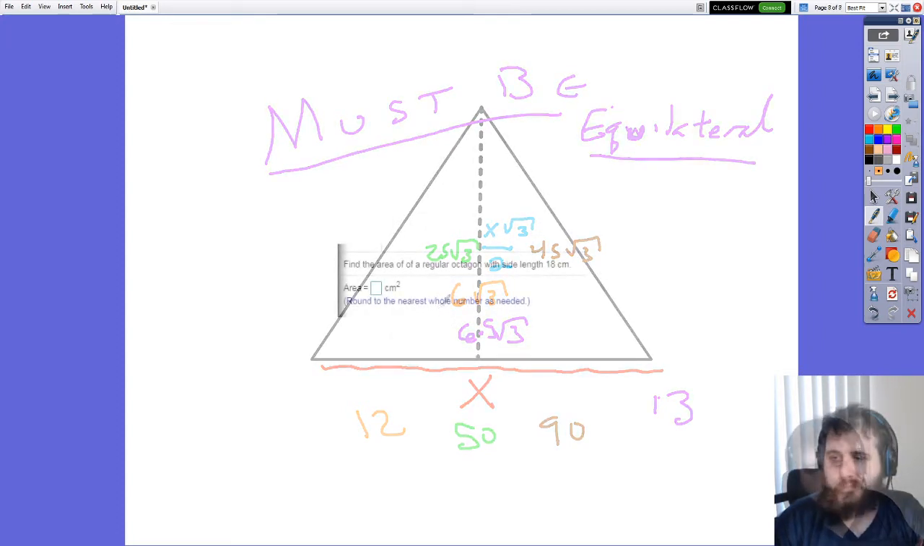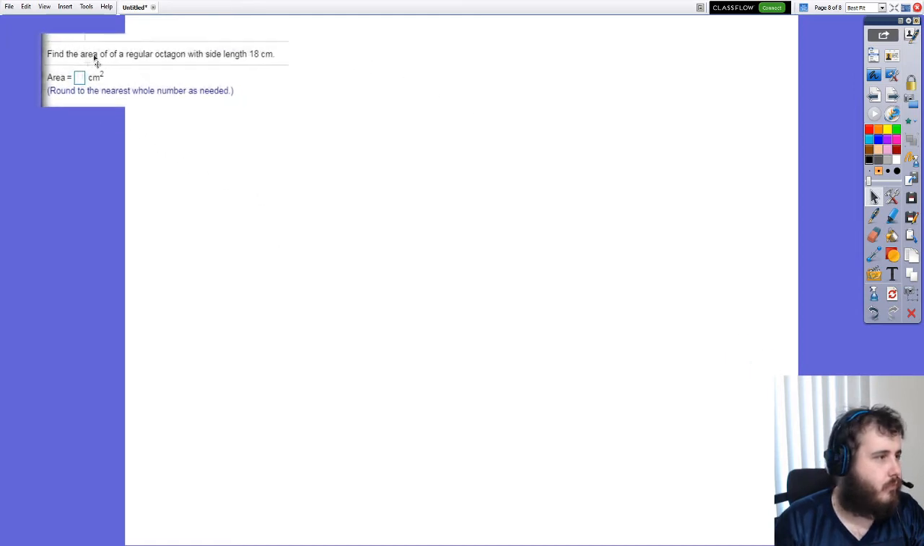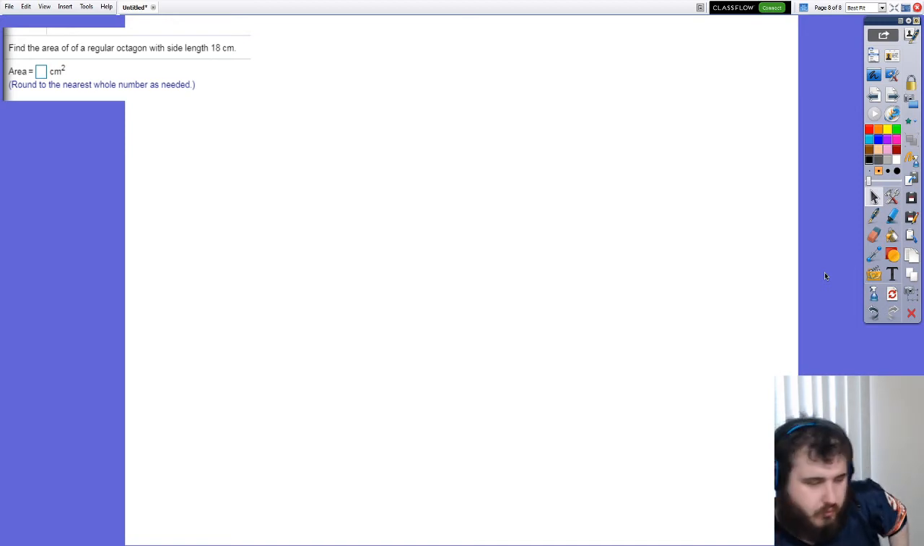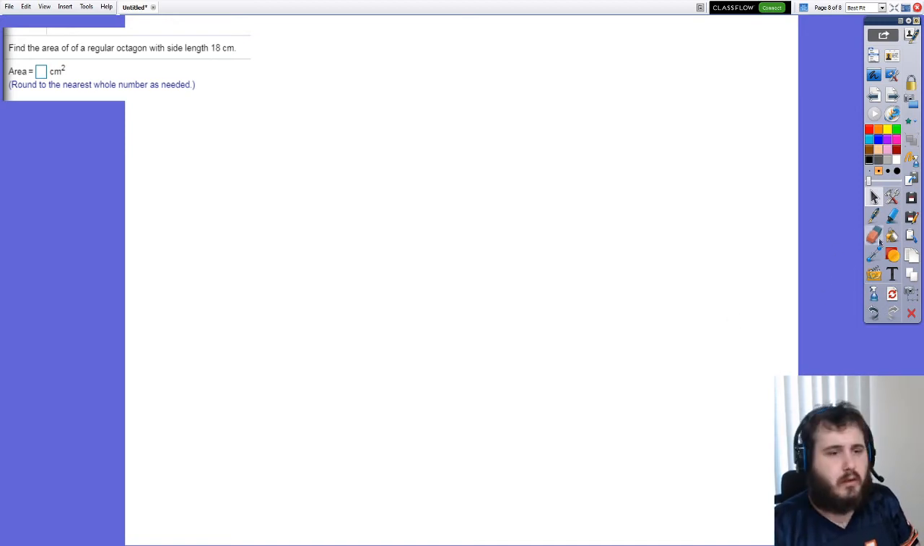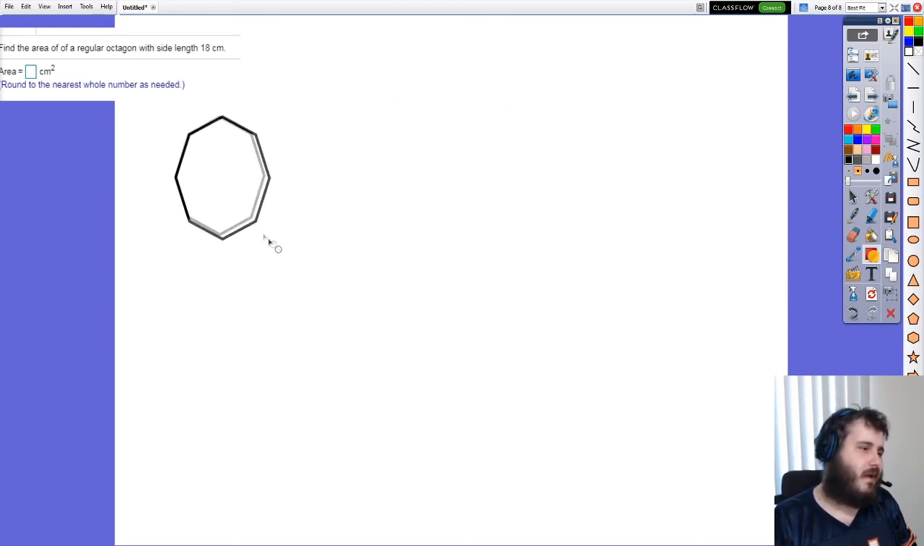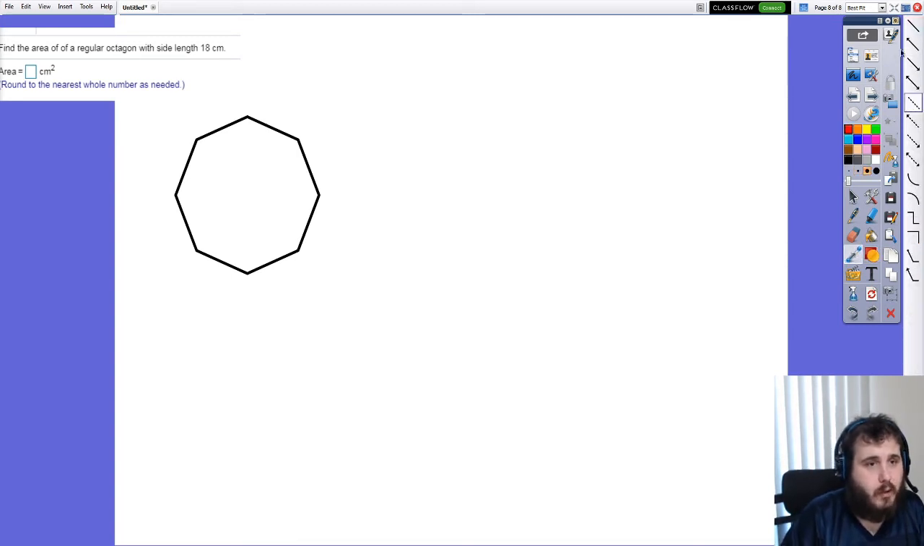Alright, so first things first, with this one, the thing that's gonna make this a little bit different than the one we were just doing is that we don't have equilateral triangles to work with. Octagons don't make good 30, 60, 90 triangles, but we can still put all this together.